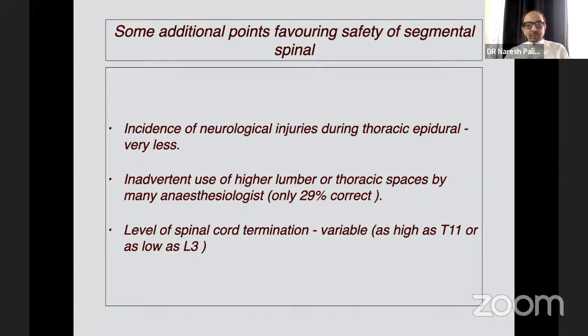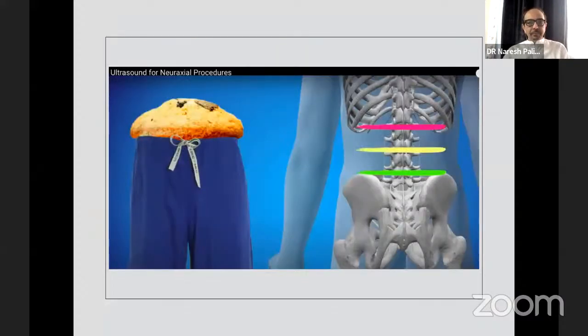In one study, only 29% of the people were found to be correctly identifying the required intervertebral space for giving spinal. Also, the intercristal line does not always correspond with your L4 landmark. It can be as high as T12-L1, L1-L2, L2-L3. And also the level of spinal cord termination is variable, as high as T11 or as low as L3 level. You can see here, the intercristal line can vary. It can be as high as T12-L1.